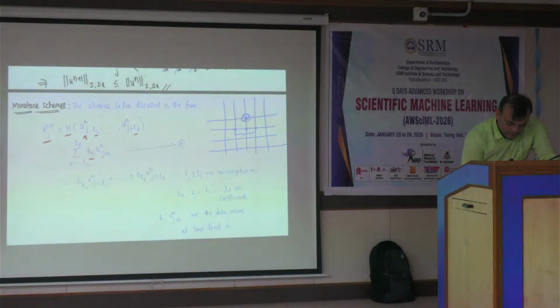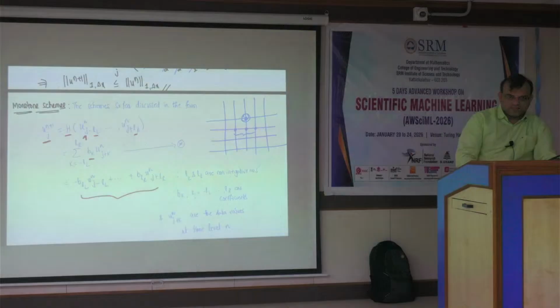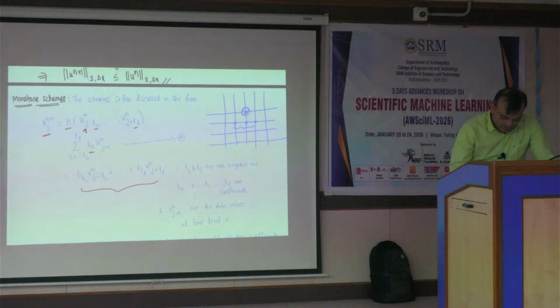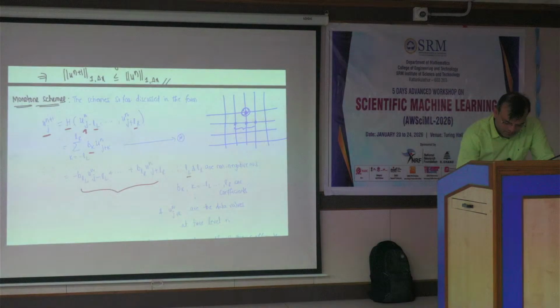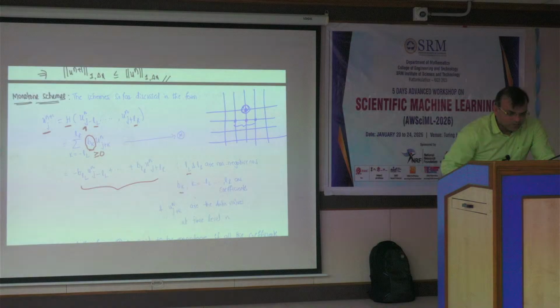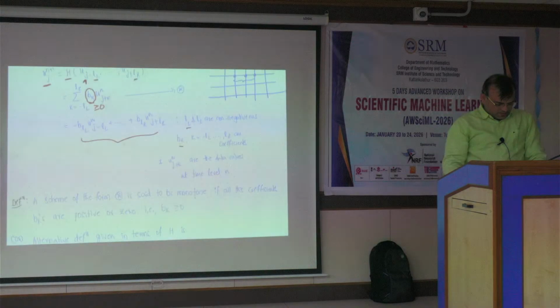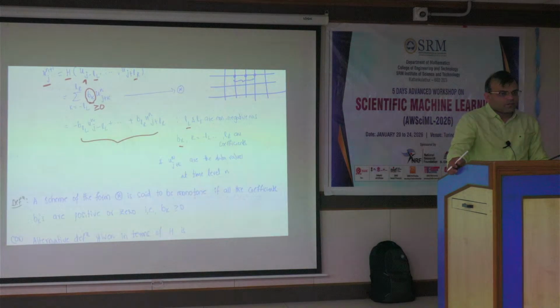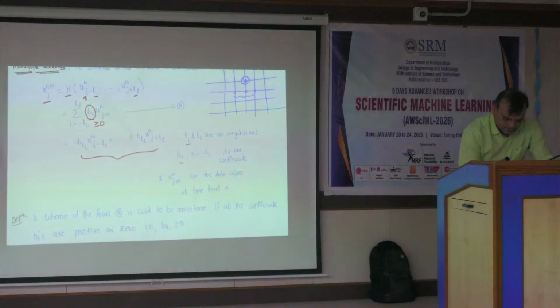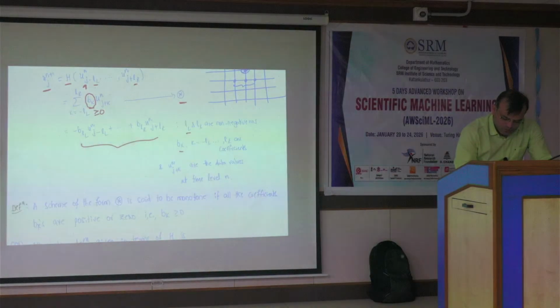Now if you are able to write it in this way, the next step is just opening the summation and checking whether all these coefficients bk are positive or not. If they are positive, then we say this scheme is monotone. So a scheme of this form is said to be monotone if all coefficients are positive.